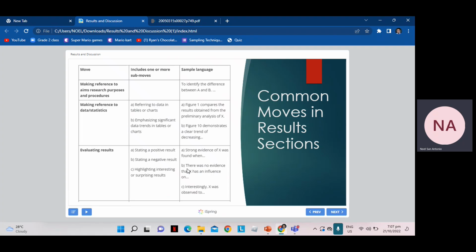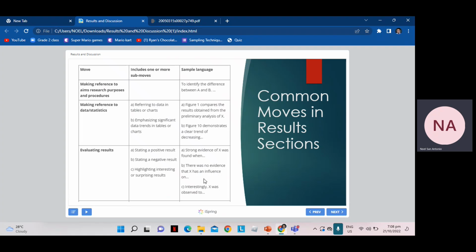If the result of your study is really negative, then you have no choice but to state it. For example, there was no evidence that X has an influence over the variable, or there is no correlation between the variables. There is no significant difference between the variables. And also, the third one is you can also highlight the interesting or surprising results of your study.